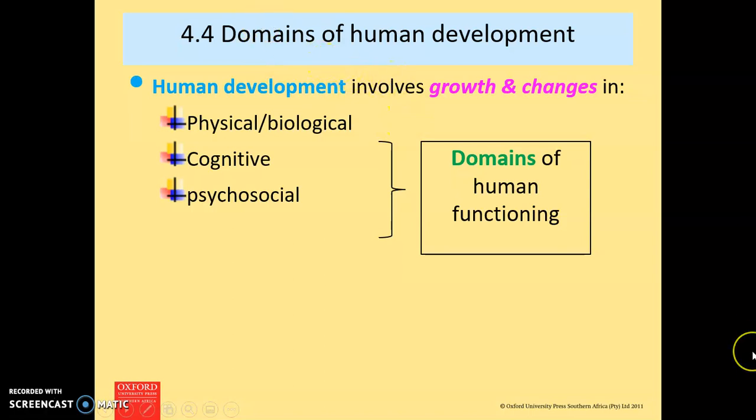Domains, we move to the domains of human development. There are a few domains regarding human development. Human development involves growth and changes in physical, cognitive, psychosocial, and also career. So there are four domains of human functioning. First one, physical or biology. Physical is different from biology. Physical is the outer part of your body. Biology is the inside part of your body.